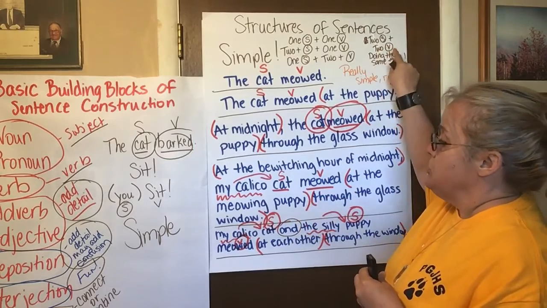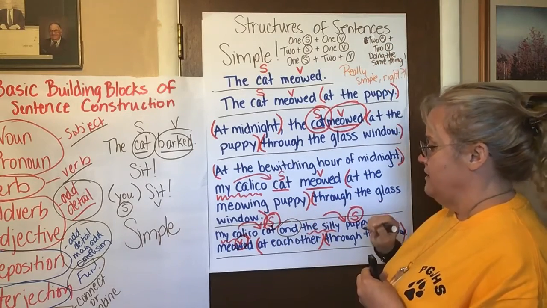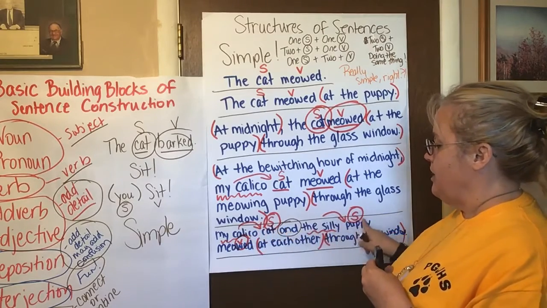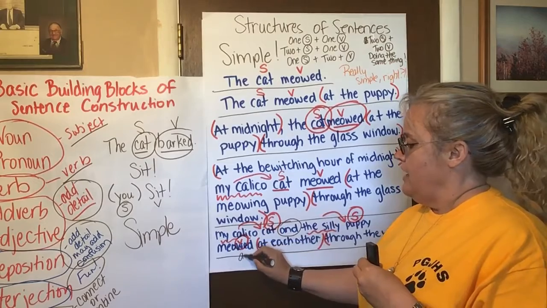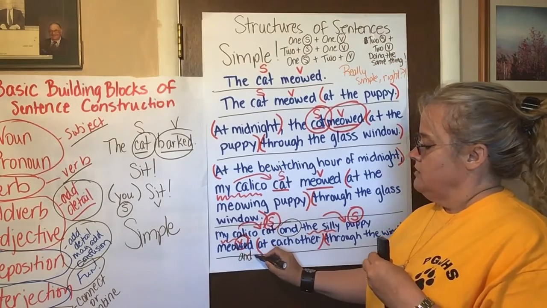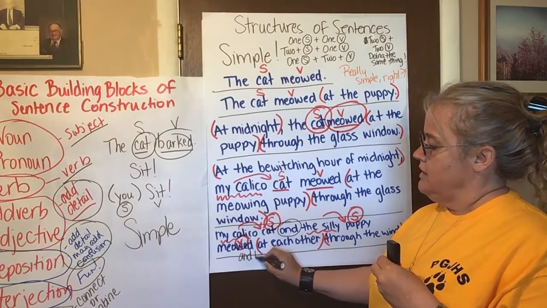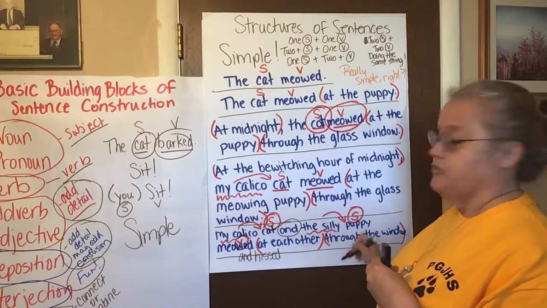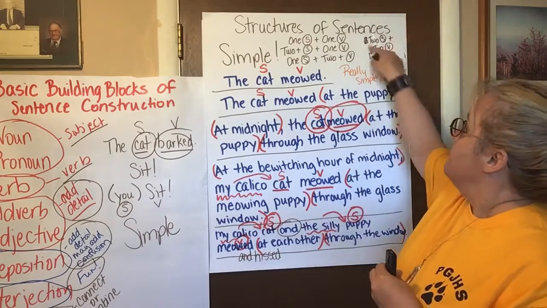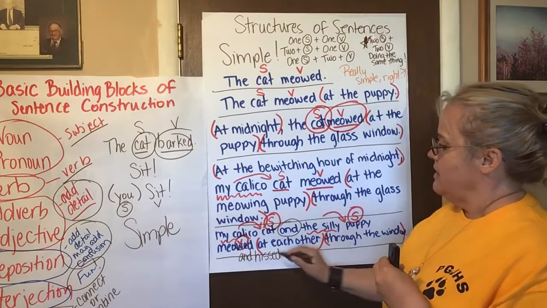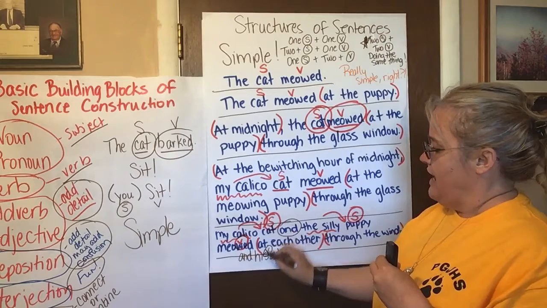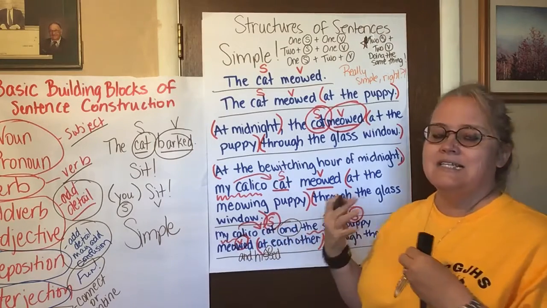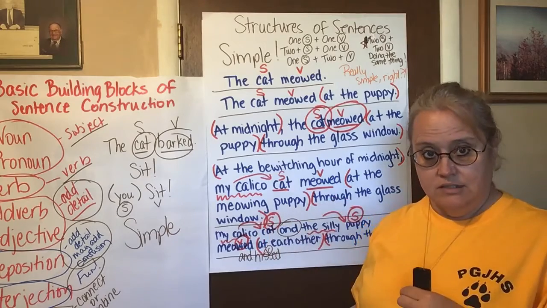Two subjects doing two things. If I said, my calico cat and the silly puppy meowed and hissed at each other through the window, I've reached this one right here, okay? This is another verb. The cat's hissing, the dog's hissing, the cat's meowing, the dog's meowing, is still a simple sentence.